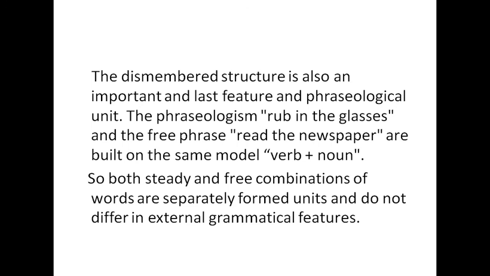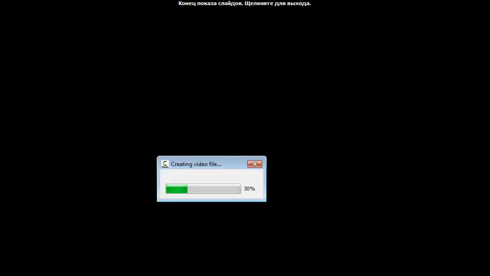The last sign is a dismembered structure. It is also an important and last feature of phraseological unit. For example, the phraseological unit rub the glasses and the free phrase read the newspaper are built on the same model: rub the glasses and read the newspaper, verb plus noun. So both steady and free combinations of words are separately formed units and do not differ in external grammatical features.